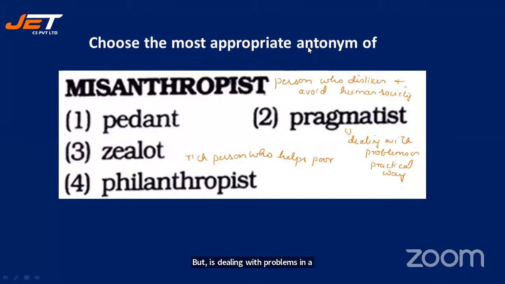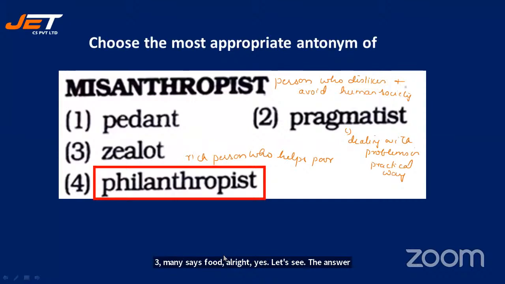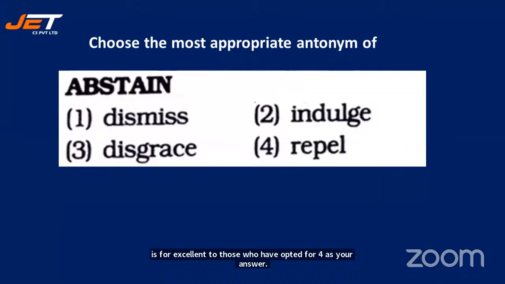All right. Now, let me see. I really wanted to know how many are going to give me the exact answer. Yes, yes. Many are saying three. Many say four. All right. Yes. Let's see. The answer is four. Excellent. To those who have opted for four as your answer, it is philanthropist. Good. See the next question.